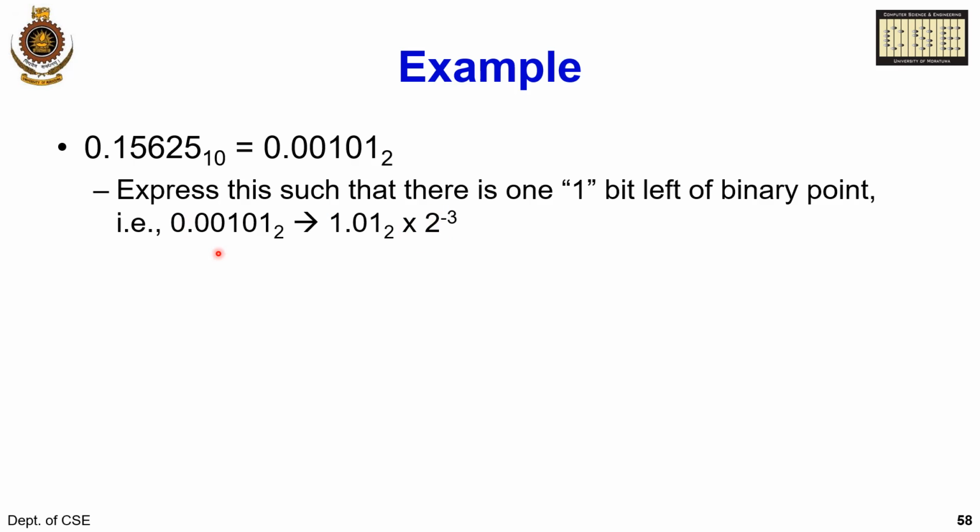Why is that? We want to express this number such that there is only one bit left of the binary point. The binary point is here. We want to shift this binary point to this position, which is 1, 2, 3 positions. After doing that, we have 1.01 in base 2 times 2 to the power minus 3, because we shifted it 3 times to the right.